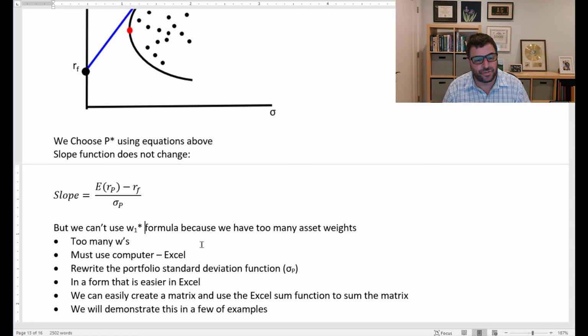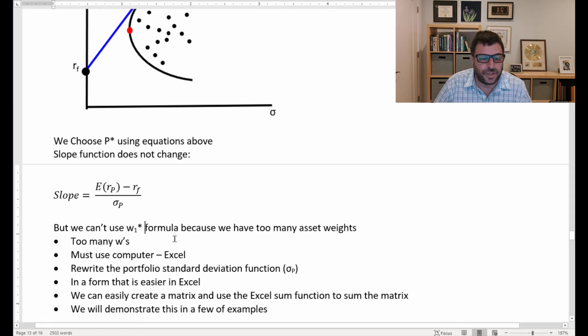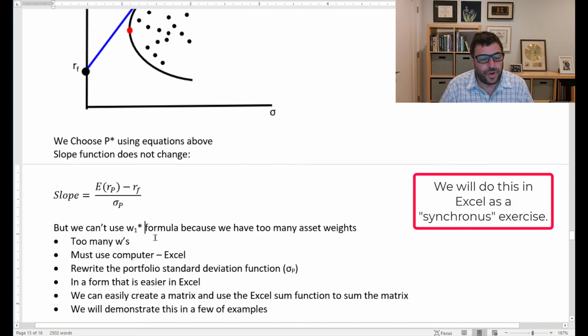For example, if we have 3 assets, I can't substitute all for W1. I would need to differentiate, but I would also have to have essentially a budget constraint that means W1 plus W2 plus W3 all sum to 1. And so it's too many W's to do easily on paper, so we're going to use a computer. We're going to use Excel. And so we're going to rewrite the portfolio standard deviation function in a form that's much easier in Excel.